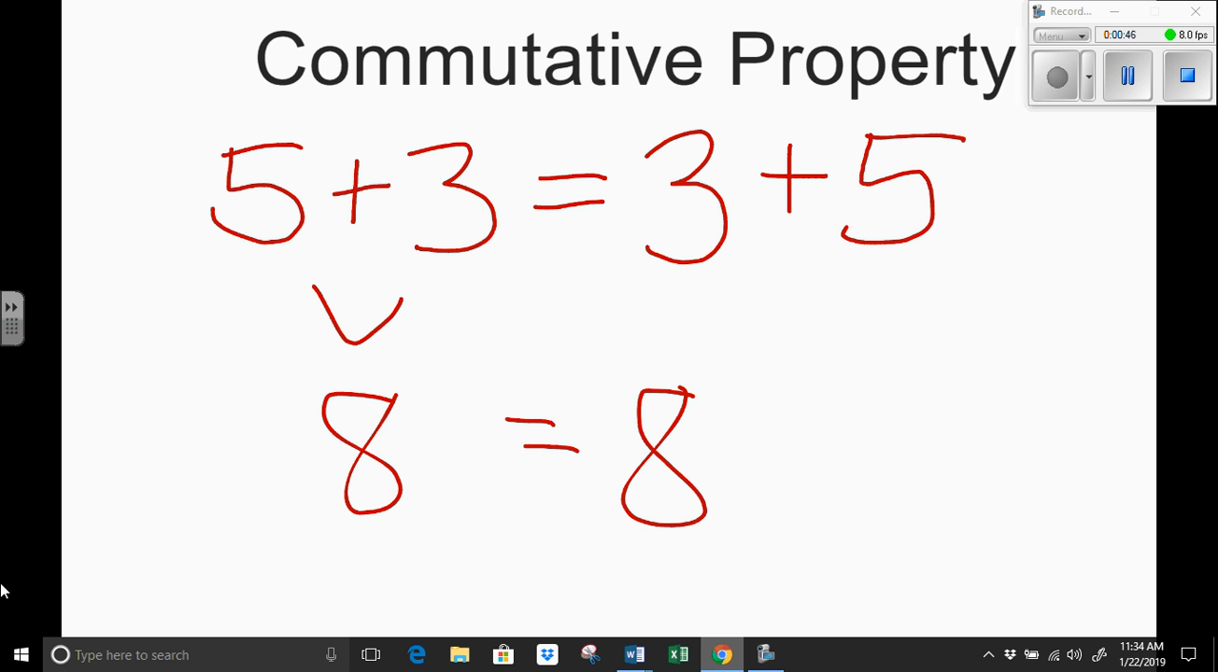So all you have to remember for this particular property is that you're switching spots, or you're flip-flopping. So sometimes I like to call the commutative property the flip-flop property. Again, this works for addition and multiplication only. If we were to apply the commutative property to subtraction or division, our answers would be totally different. So just remember, it's only for adding and multiplying.